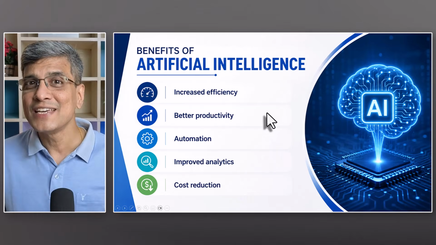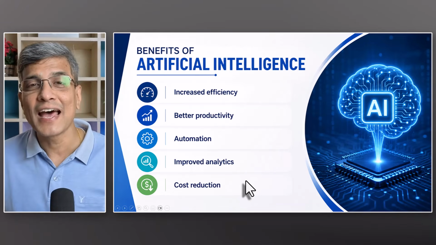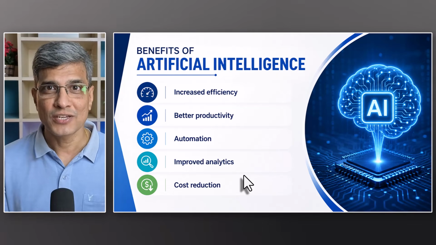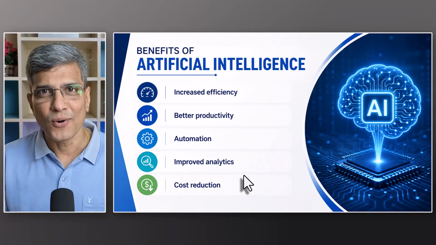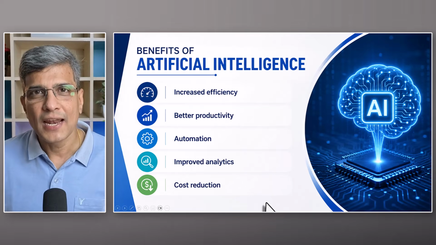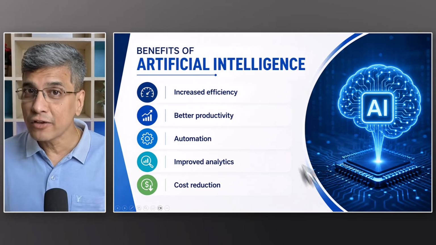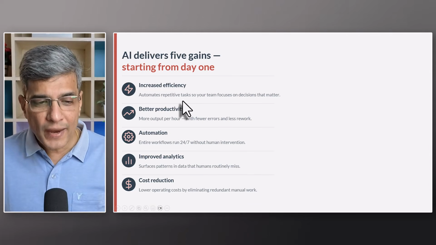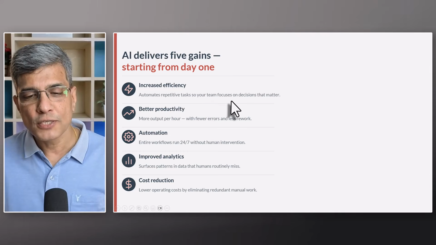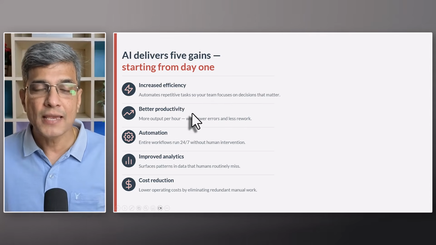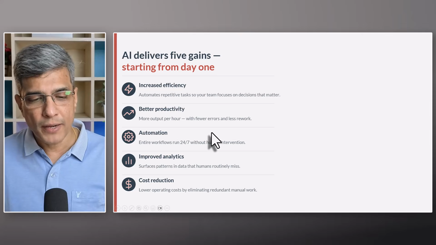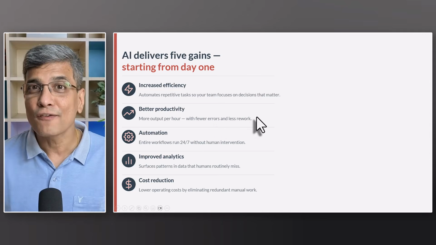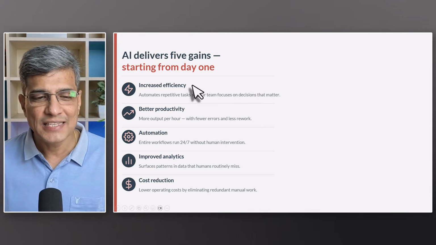Once again, you can see the obsession of using labels even as bullet points. As humans, we think in terms of scenarios, situations. We want to know why, how, and none of that is conveyed when you use labels like this. Let me show you a better version of these bullets. I'm not just saying increased efficiency, I'm saying automates repetitive tasks so your team focuses on decisions that matter. I'm not saying better productivity, I'm saying more output per hour with fewer errors and less rework. These explanations are far more engaging for your audience than these generic bullets.